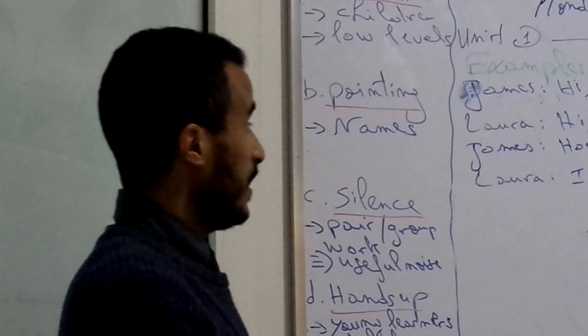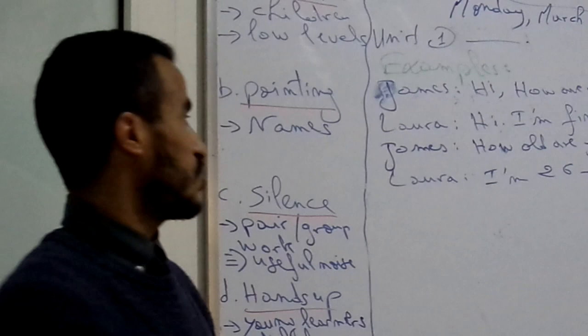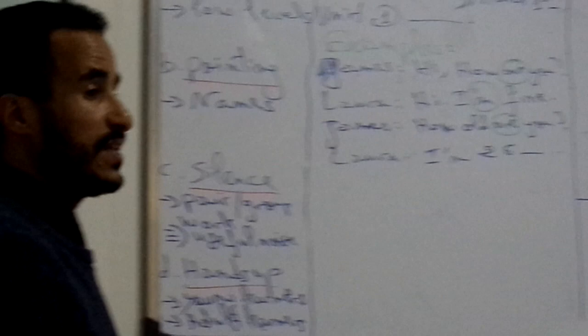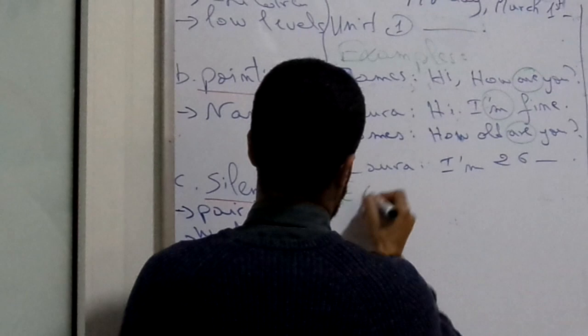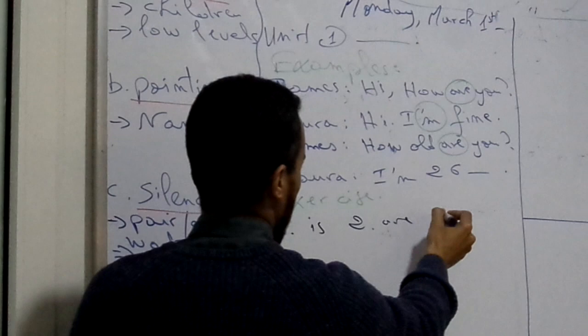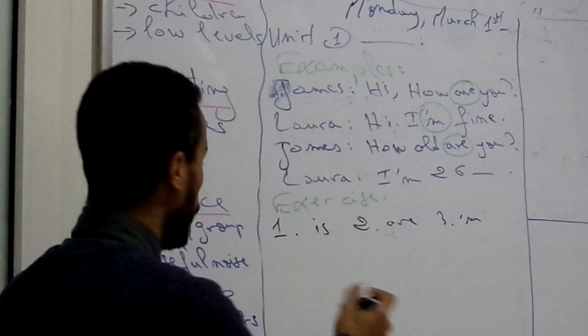To stress the structure, you can underline or circle it: am, are, is, etc. Now, there is practice. They have to answer. So look at the colors: example, exercise. Number one is, number two, are, number three. Now the form, which means the structure. It goes smoothly.